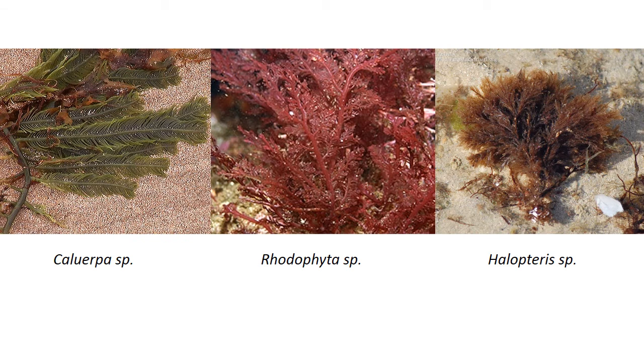So here is a typical type of algae, or three different types of algae: a green one, Caulerpa, a red one, Rhodophyta, and a brown one, Halopteris. And all of these are found in around shallow reefs, and these are the type of filamentous small algae that you can find that mussels like to settle on.